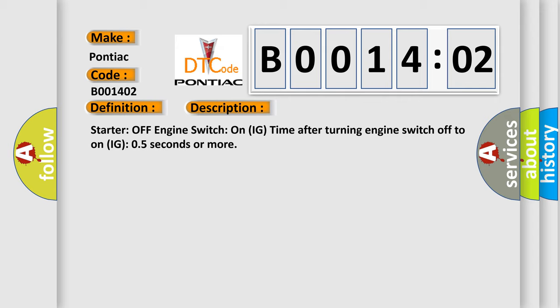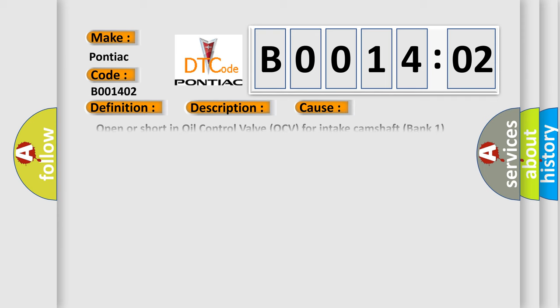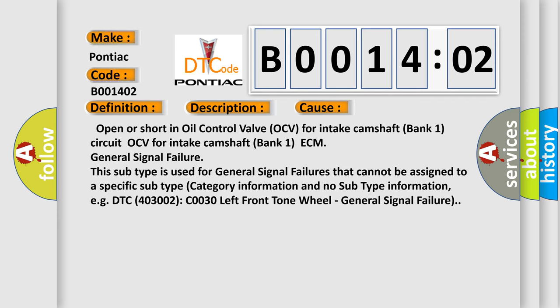This diagnostic error occurs most often in these cases: open or short in oil control valve, OCV for intake camshaft bank 1 circuit, OCV for intake camshaft bank 1. ECM general signal failure. This subtype is used for general signal failures that cannot be assigned to a specific subtype category and have no subtype information, e.g. DTC 403002 C0030 left front tone wheel, general signal failure.